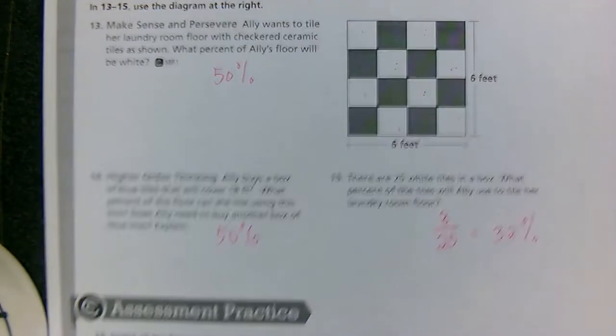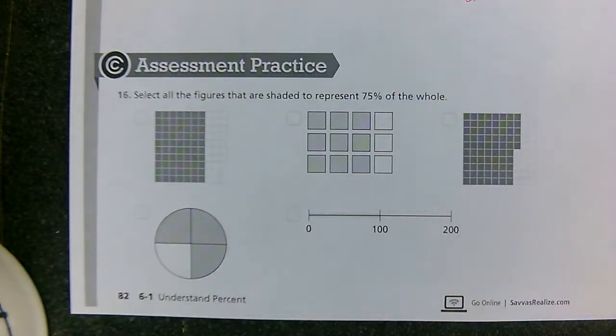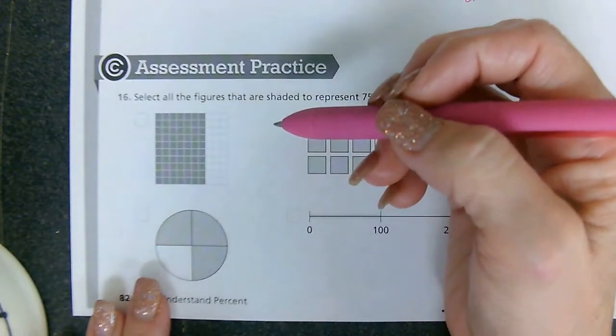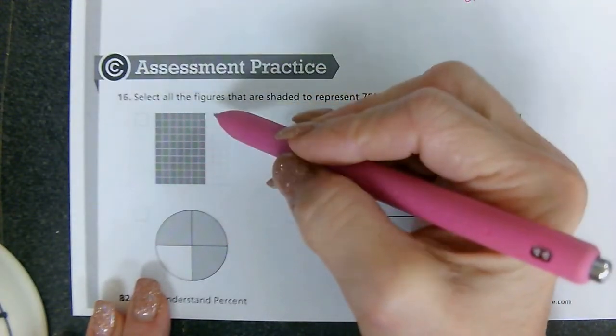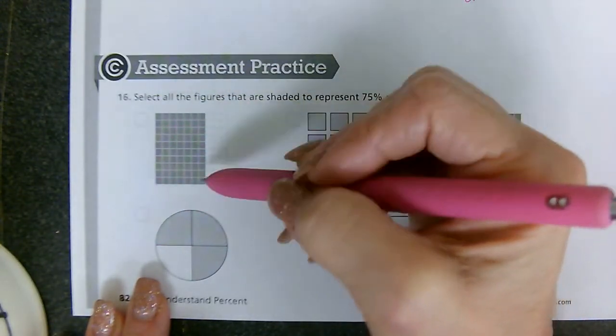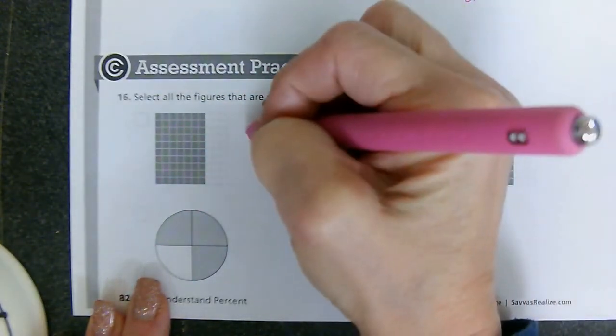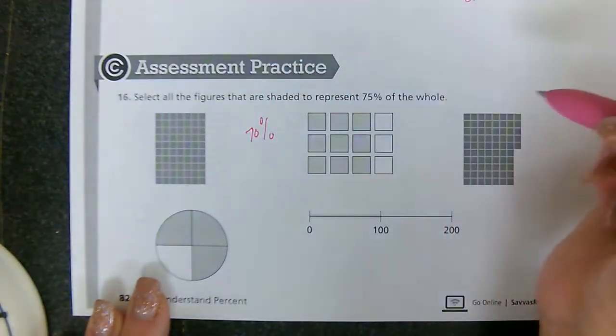Okay, now on the last part of our notes, we are just going to select all figures that are shaded to represent 75% of the whole. Now, on the first one, if you count up the number of blocks, we could count this way. It's 7 that way by 10. Well, 7 times 10 is 70 that are shaded. This is 70% out of 100 blocks. So that would not be 75% of the whole.